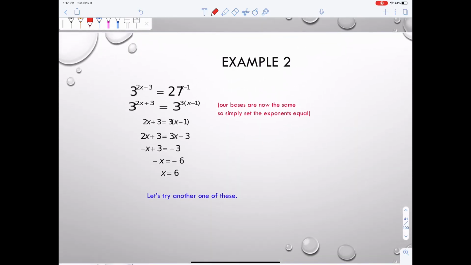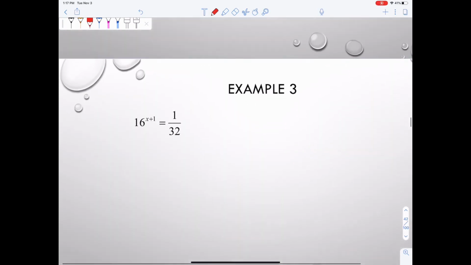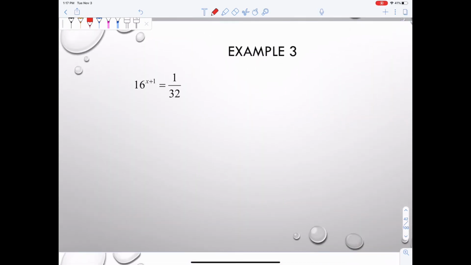Same thing, just typed out instead of worked out, all right? So we're going to try a couple more of these just to make sure we're on the same page. So here we have 16 to the x plus 1 power equals 1/32.